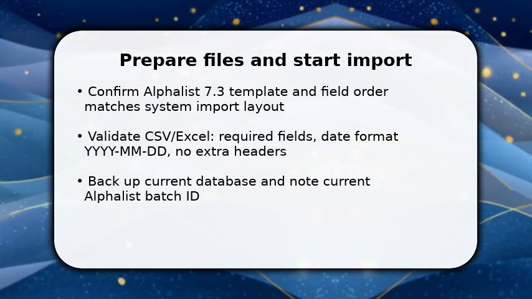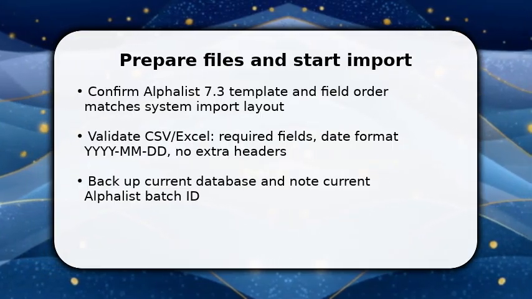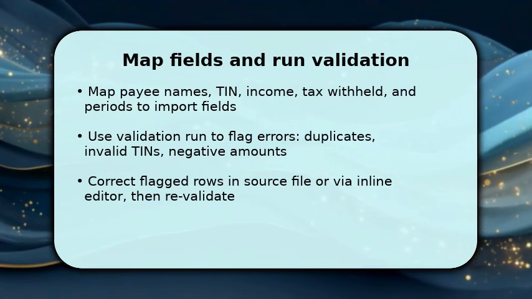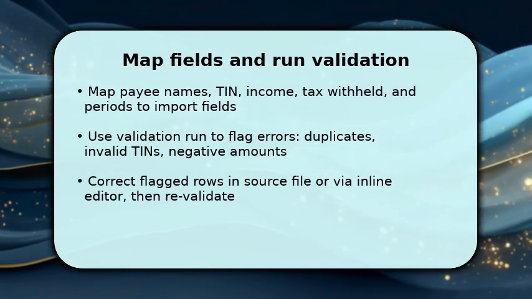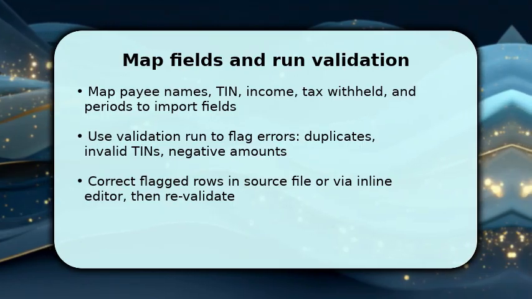If the system prompts for batch ID or period, enter the exact tax period to prevent duplicate entries. You now perform field mapping. Connect source columns to Alphalist 7.3 targets like TIN, income, tax withheld, and tax period.